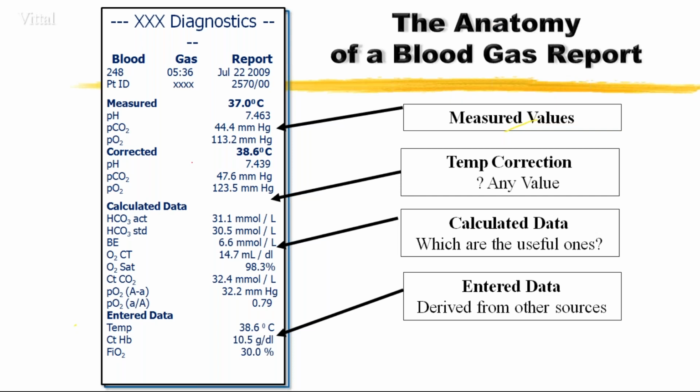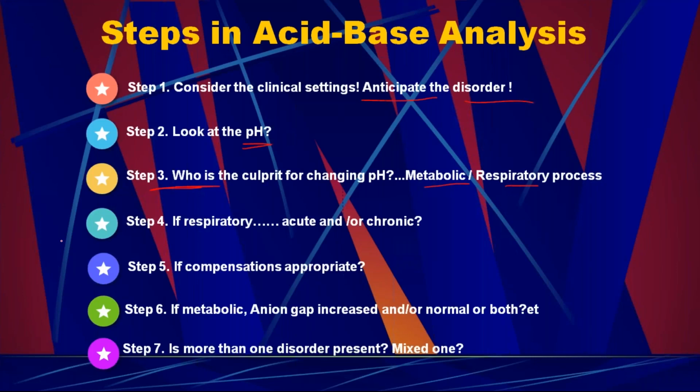So you read the measured PCO2, which is more important, and bicarbonate is always the actual bicarbonate only. You read the actual bicarbonate, that's all. PCO2 is for the respiratory component, and bicarbonate will give the metabolic. Then if it is respiratory, you also have to see whether it is acute or chronic. That you may know from the history itself, and apart from that, from the lab report also you can assess it.